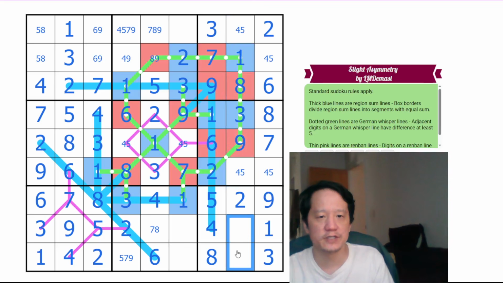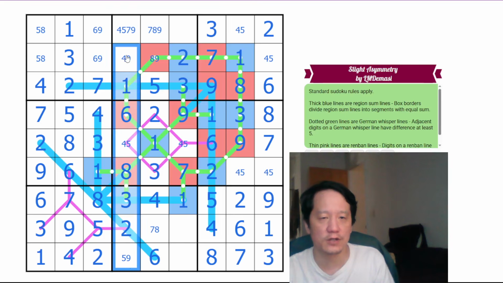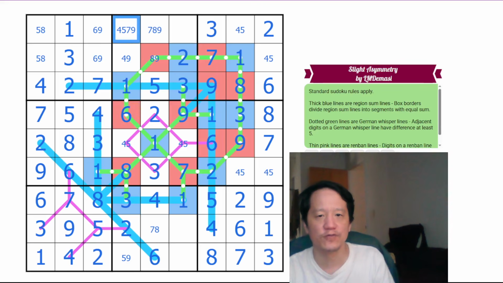So what are the remaining digits? It's 6 and 7. 6 eliminates 6 here, so this is 7, which makes that 6. 7 eliminates 7 here. We now have a 4, 5, 9 triplet in column 4, which eliminates 4, 5, and 9 in the rest of the column. This can't be 4, 5, or 9. It's 7, which eliminates 7 here.